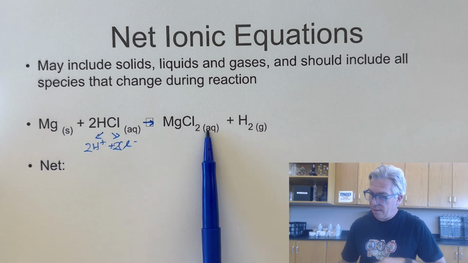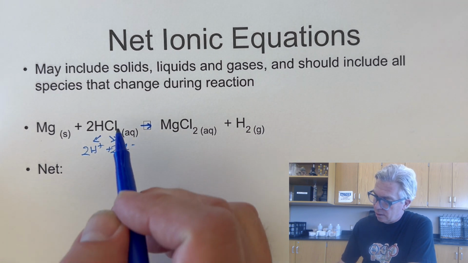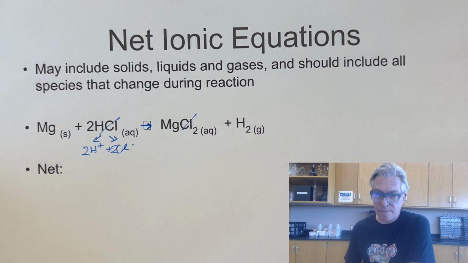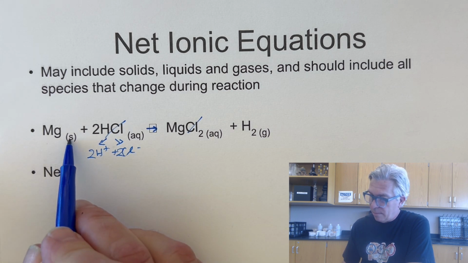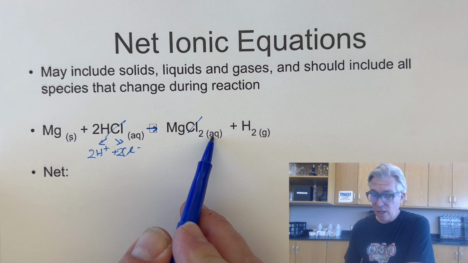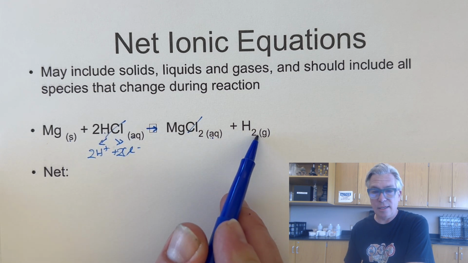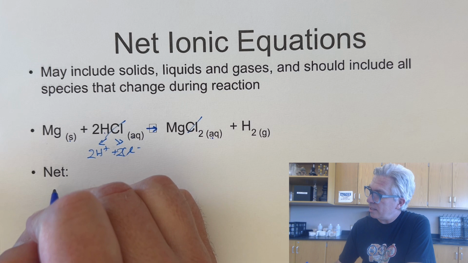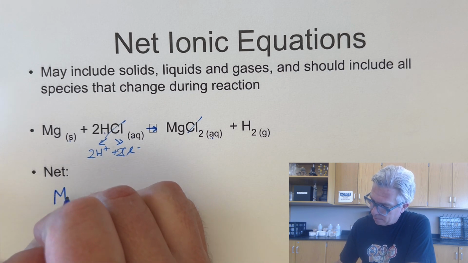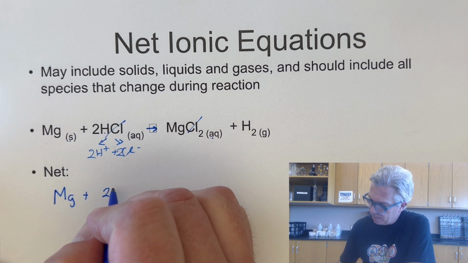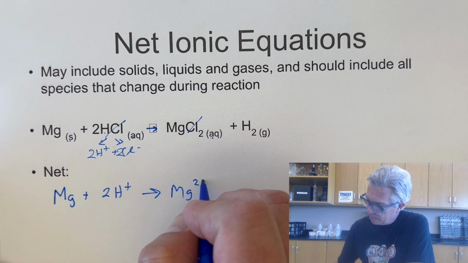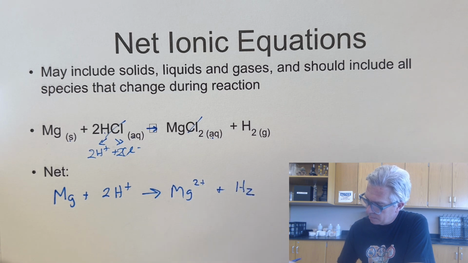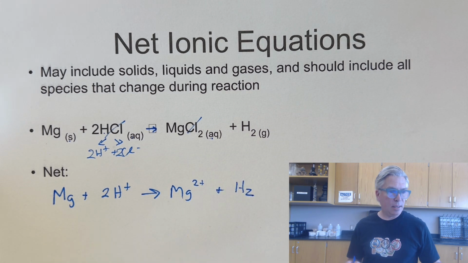So we're going to separate that. This is also aqueous. So if you notice, the chlorine is aqueous on both sides of the arrow. And so we get rid of it. Magnesium is a solid, turns aqueous. That's a change. Hydrogen started aqueous and ended up as a gas. So that changed. So my net ionic equation, let's write it. I'm going to have to get a new pen here soon. And that would be my net ionic equation.